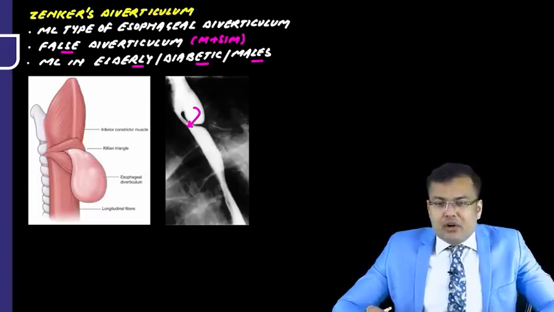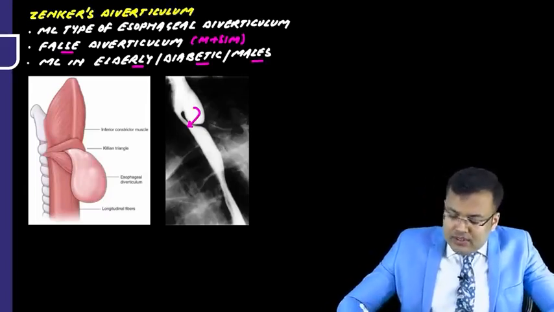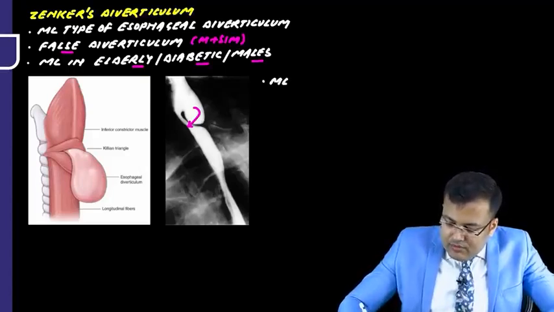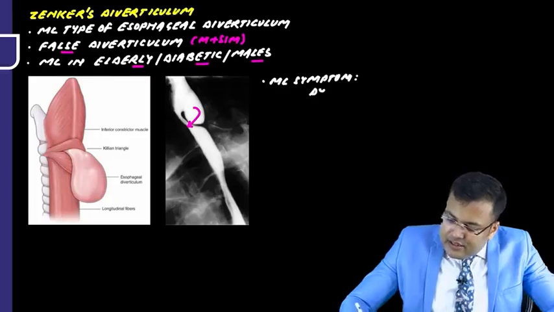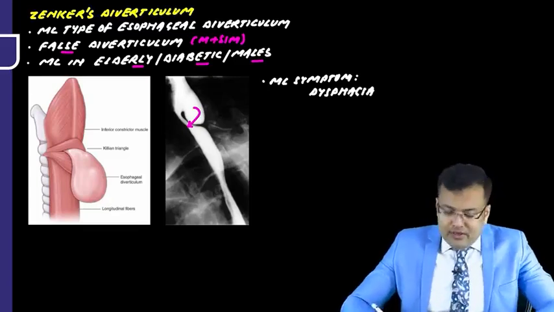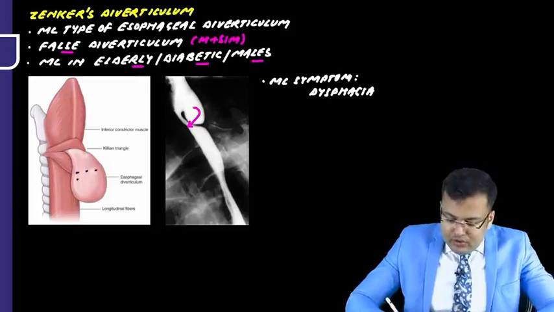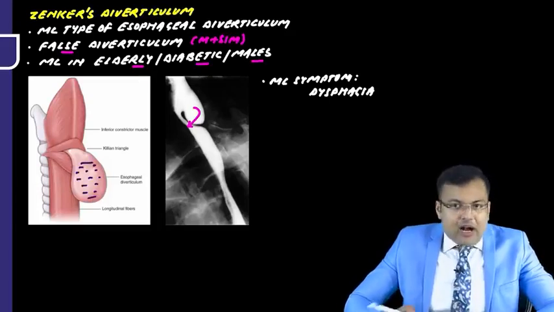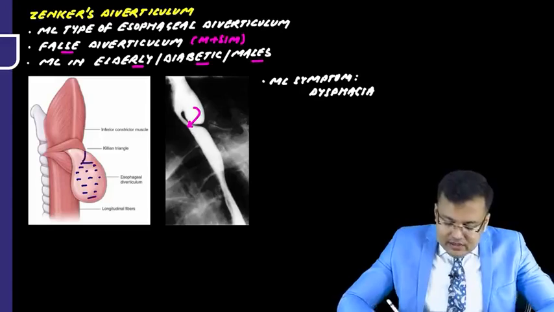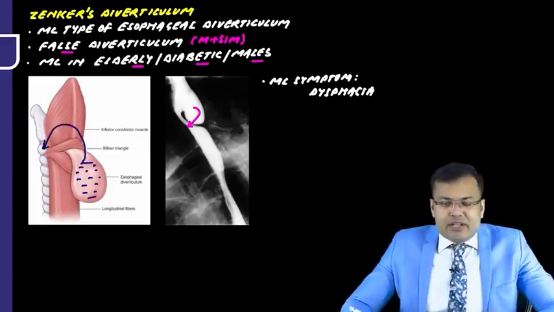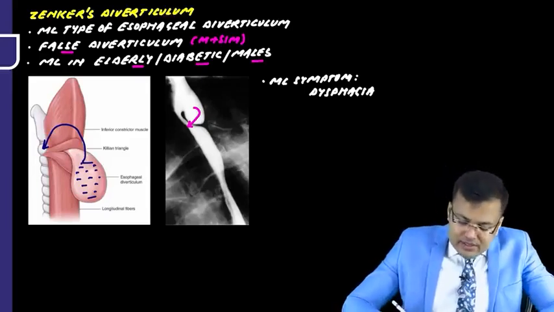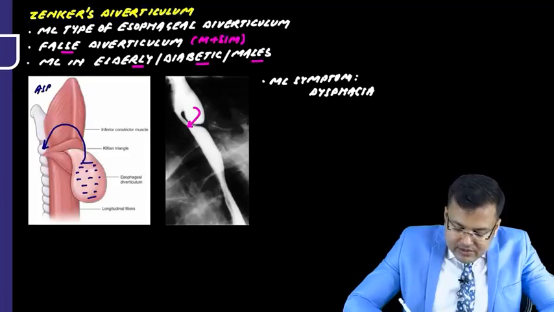Because of this compression, what is the most common symptom? The most common symptom, that is dysphagia. Second, whatever the food and fluid patient is going to eat, that is going to collect in the diverticulum. After that, what will happen? There is increased risk of aspiration. So whenever there is aspiration, it leads to pneumonitis, and because of pneumonitis, there is lung abscess. So these patients are very prone for aspiration.